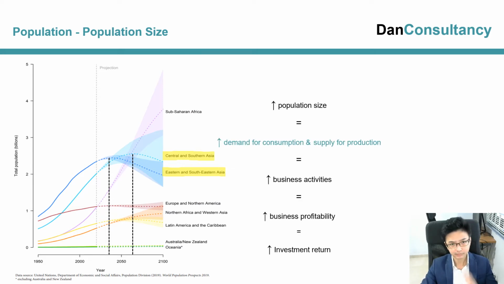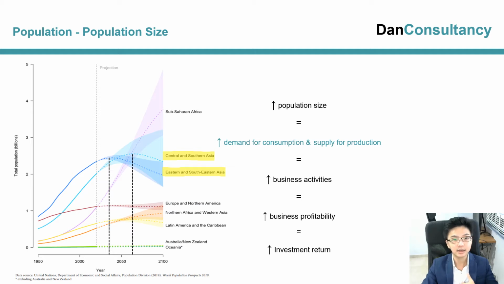By logic, a higher population size would equate to a higher demand for goods and services and higher supply for production, as there are more people to consume and to produce, therefore driving up business activities and growth, which results in greater profitability for businesses. All of this would translate to higher profitability for businesses that serve the needs of this group of growing population. Since we are investing in businesses, an increase in business profitability will translate to higher investment returns to us as investors.